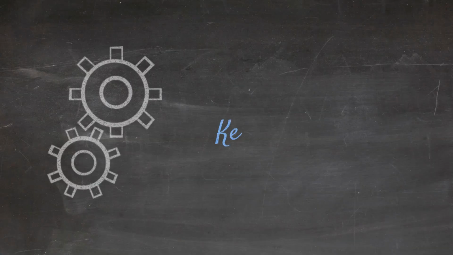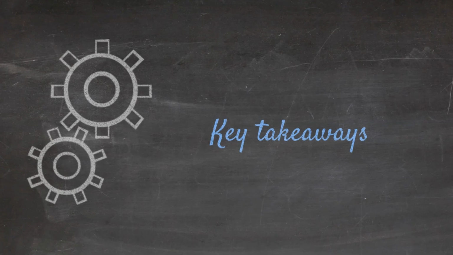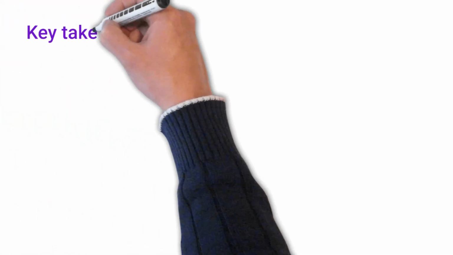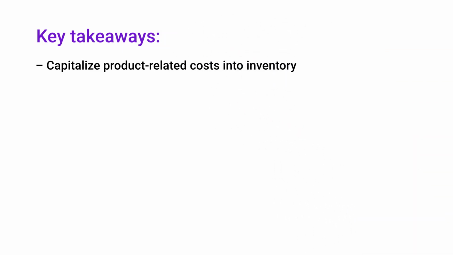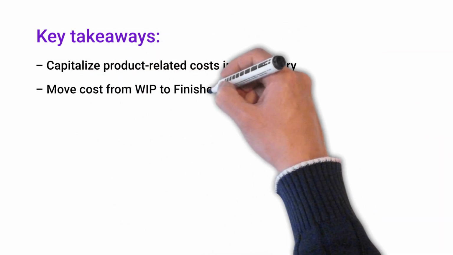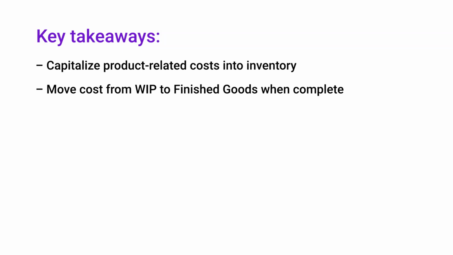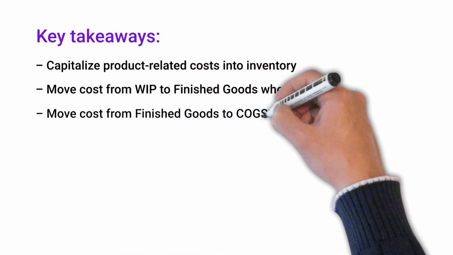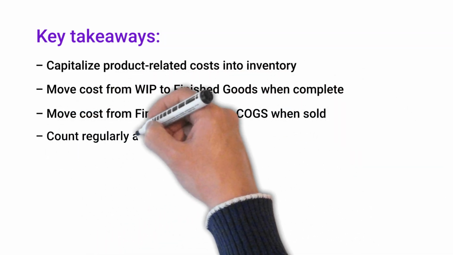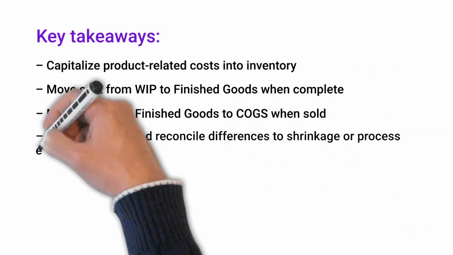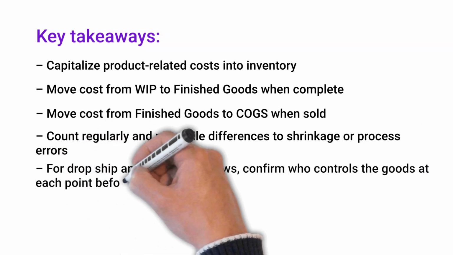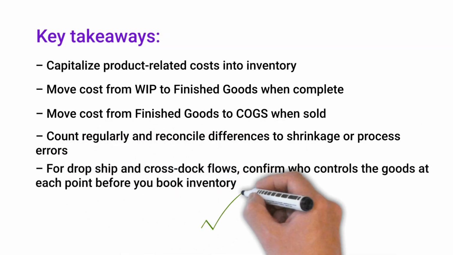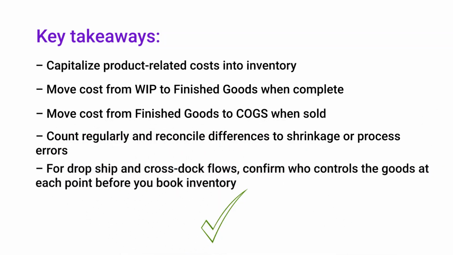Okay, now we are done with the full cycle of inventory accounting and let's put a few summary notes. You should capitalize product-related costs into inventory. Move cost from WIP to finished goods when complete. Move cost from finished goods to COGS when sold. Count regularly and reconcile differences to shrinkage or process errors. For transportation, dropship and cross-dock flows, confirm who controls the goods at each point before you book inventory.